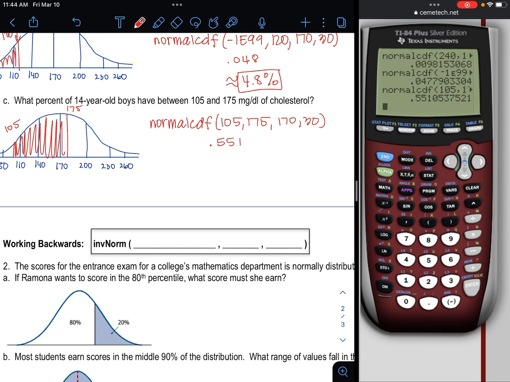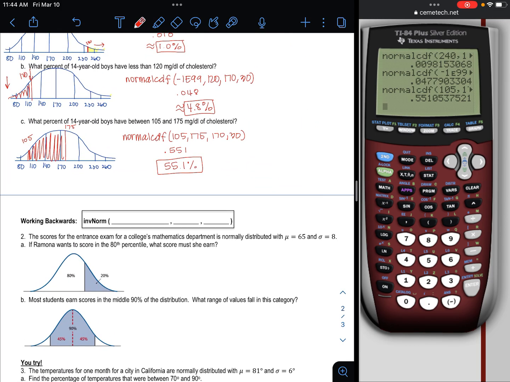0.551, and then it says what percentage, so move the decimal over 2 places, 55.1%. Okay? All right, so next we have working backwards. Working backwards is going to give you a shaded area, and you have to find the values, okay?